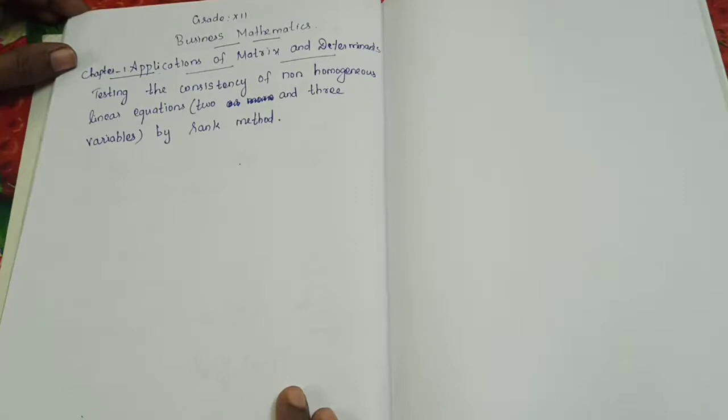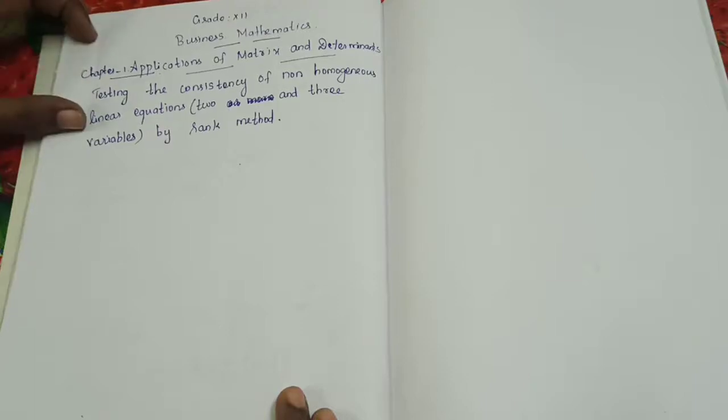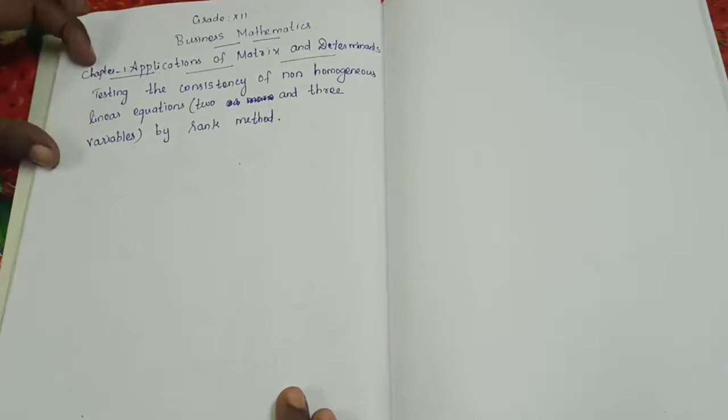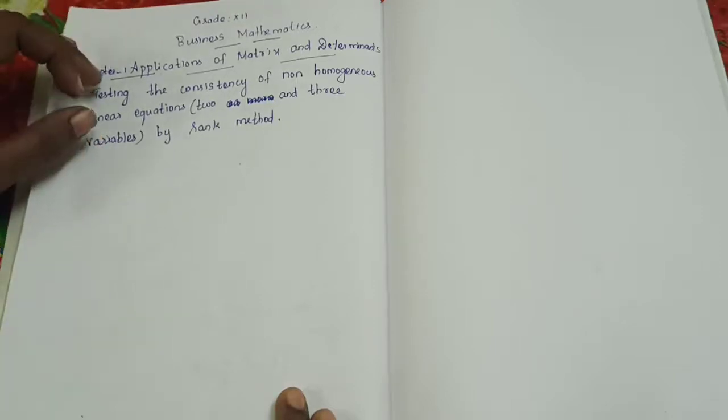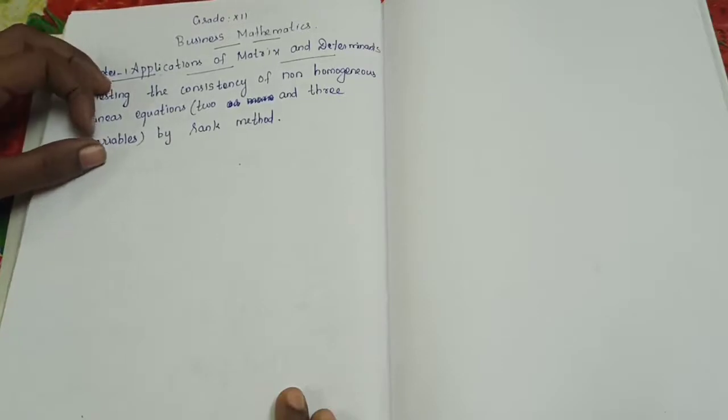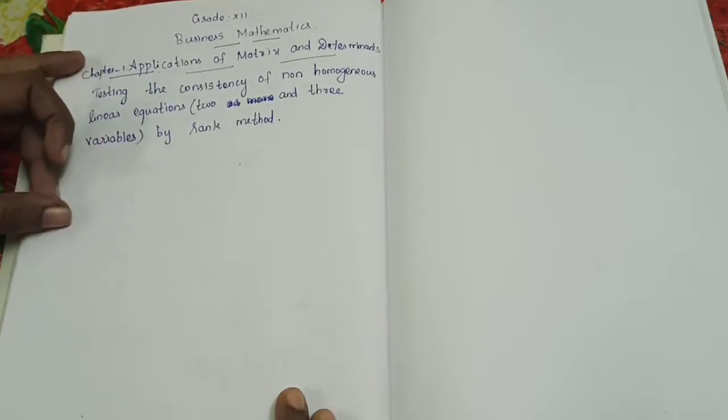In the last two classes, we have learned the first two sessions from chapter 1, Applications of Matrix and Determinants. This is our third section, Testing the Consistency of Non-Homogeneous Linear Equations in 2 and 3 variables by the rank method. Last class I started but did not explain anything. So today I am going to explain the concept and afterwards we will move to the problems.